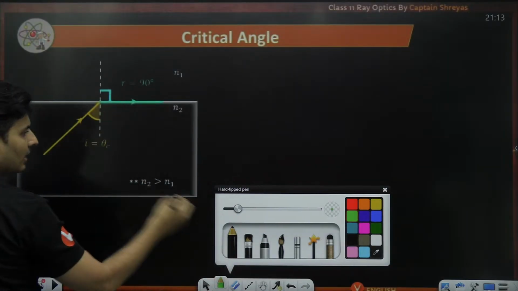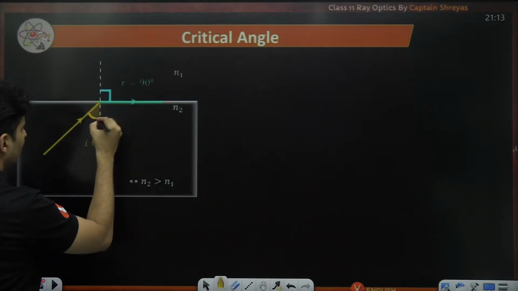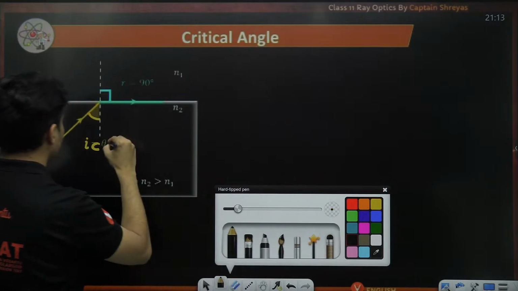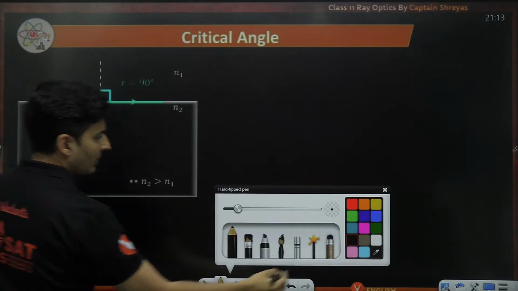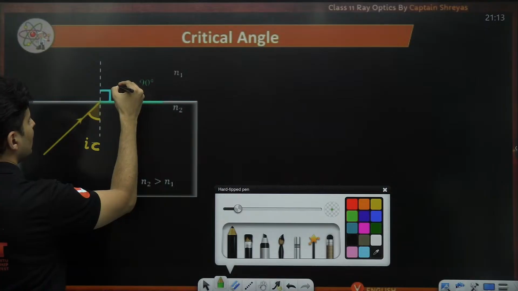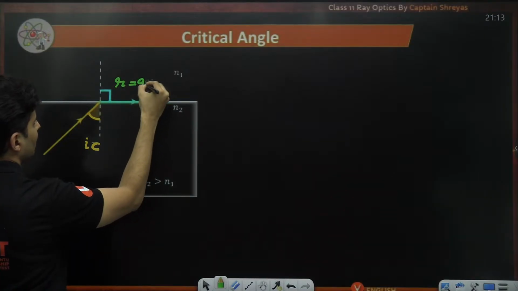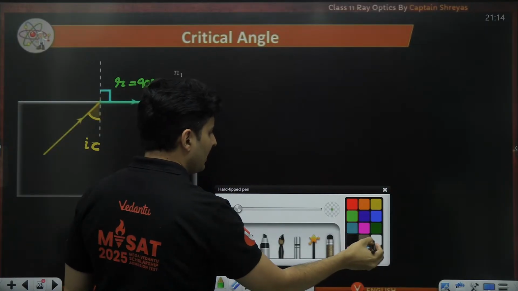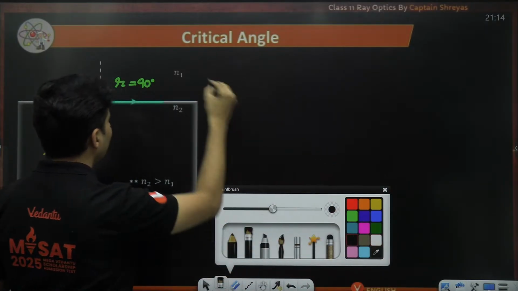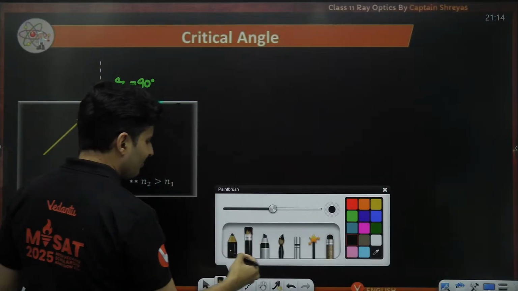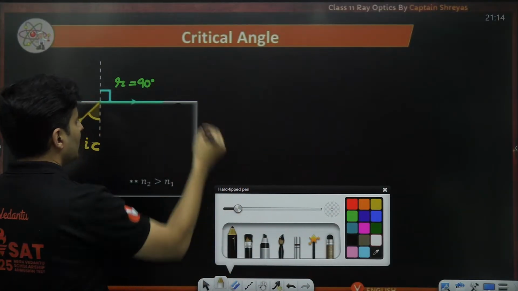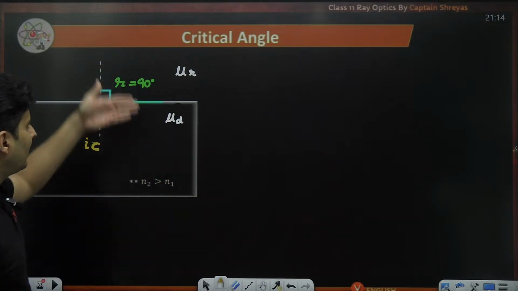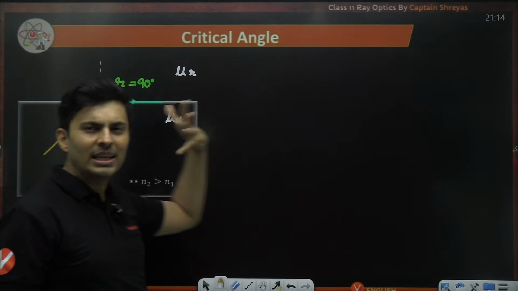Okay, so let's understand that. This particular angle is basically IC. And obviously this is the angle of refraction, which is 90 degrees. Now usually the outside medium will be called the first medium and the inside medium will be called the second medium. This is usually your rarer medium, and this is your denser medium. Like this is air, this is glass, this is vacuum, this is water, like that.